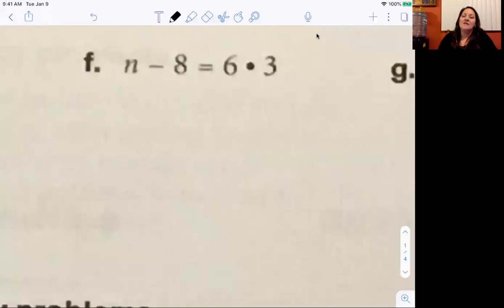On to letter F. I have n minus 8 equals 6 times 3. Remember, we've moved on from the x and we're using our raised dot. All year we've been using it, so now we're actually using it in the curriculum. So what do you think we do first? It's kind of following the same pattern that we've been doing. If you said 6 times 3, you're 100% correct.